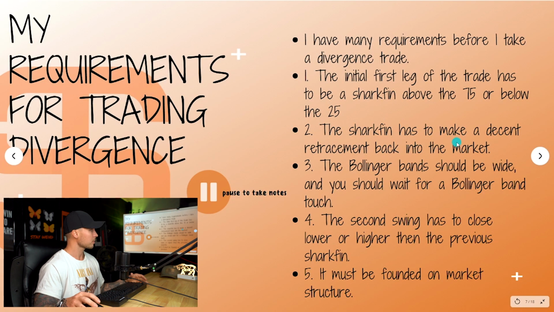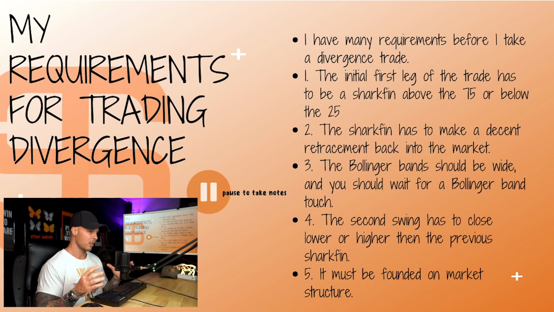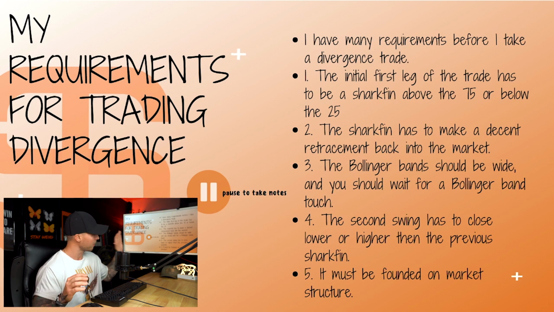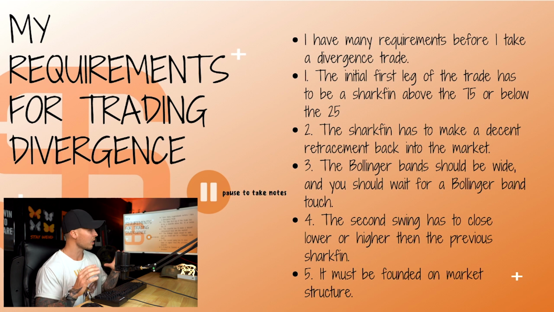you guys. So I have very many requirements before I'm going to take a divergence trade. Now, it's nothing that I haven't told you before, but the initial first leg of the trade has to be a shark fin above the 75 or below the 25. Now, the shark fin has to make a decent retracement back into the market, like I said. And then 3, the Bollinger Band should be wide as you're going to take that divergence trade. Of course, we have to have that confluence. Otherwise, there's just no point in trading that. We want to have confluence in every trade and a reason to why we're in that trade, okay?